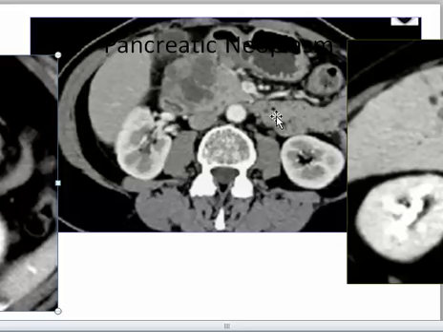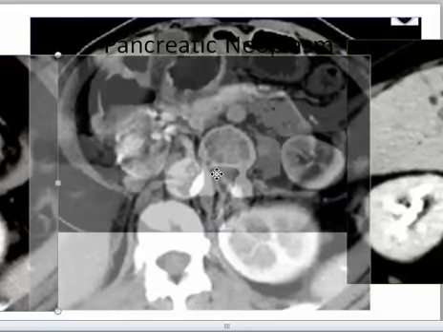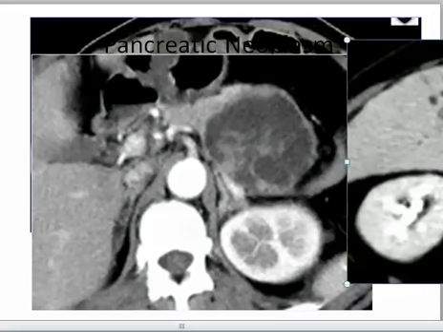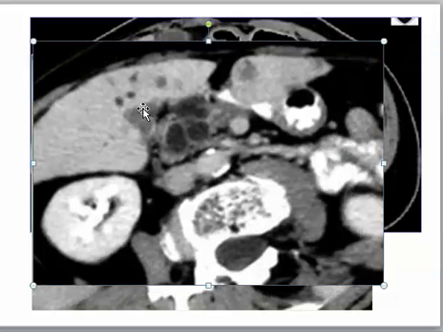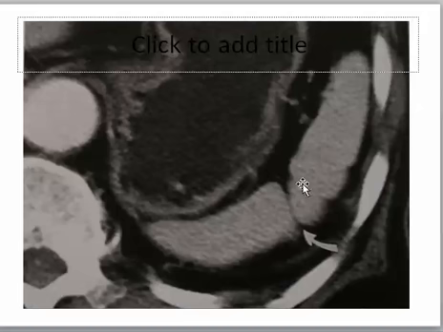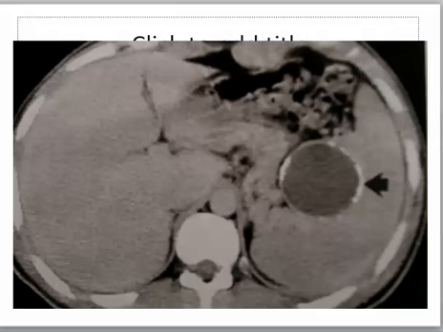You can suspect that those involving the tail will present late, while those involving the head will present early because of the obstruction of the pancreatic and common bile duct at the papilla. This is an example of what we call cleft pancreas. This is an example of what we can say is a post-traumatic splenic cyst.